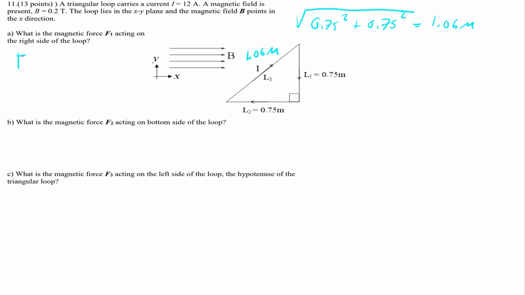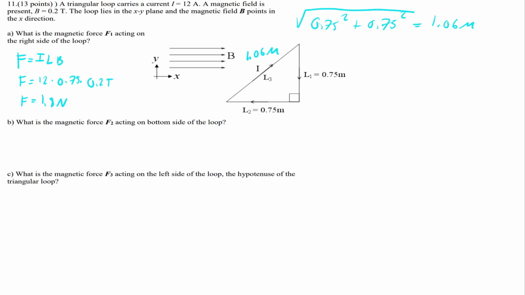So the equation should be the amps times the length times the B field, okay? Right, so we have a force, and that's equal to 12 amps multiplied by 0.75 meters, multiplied by 0.2 teslas. And so the force is equal to about 1.8 newtons.